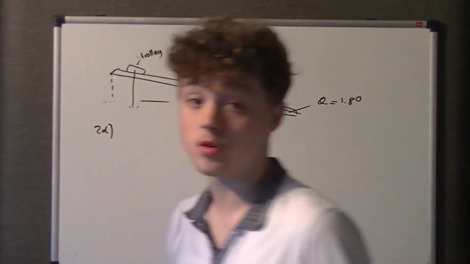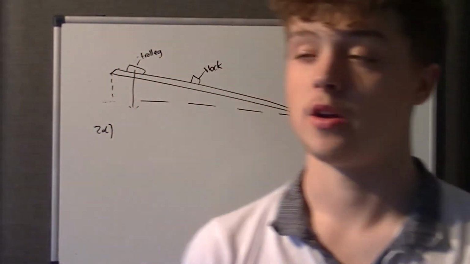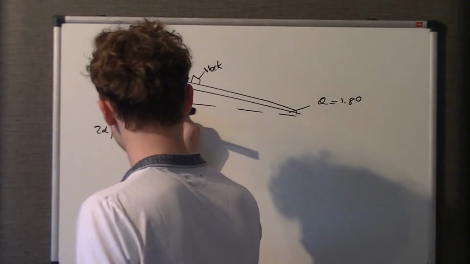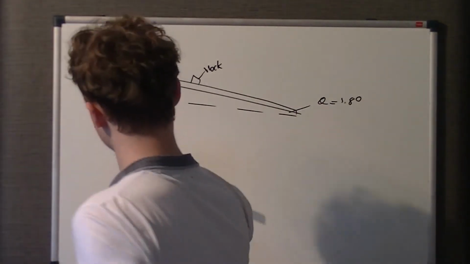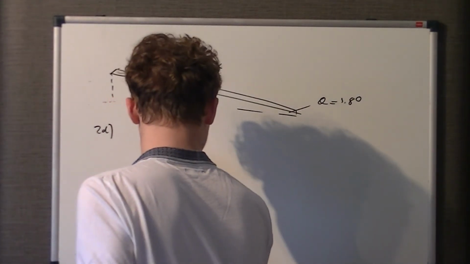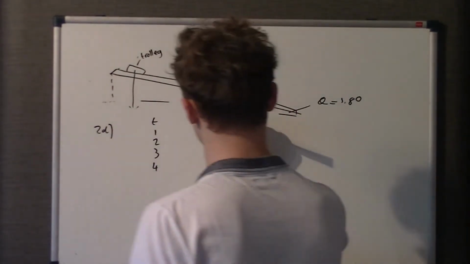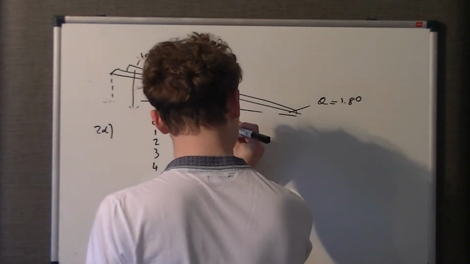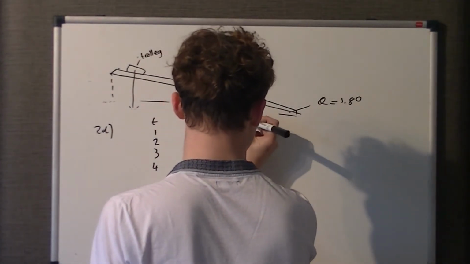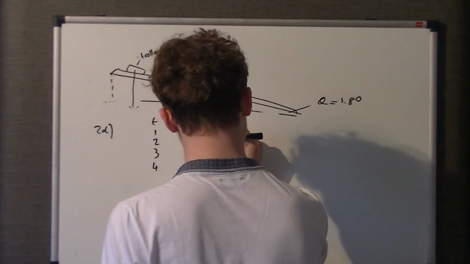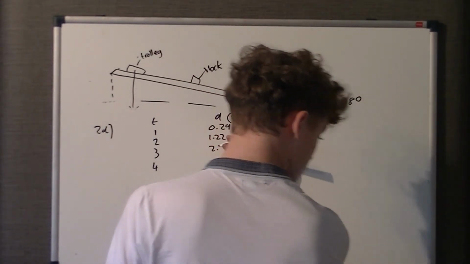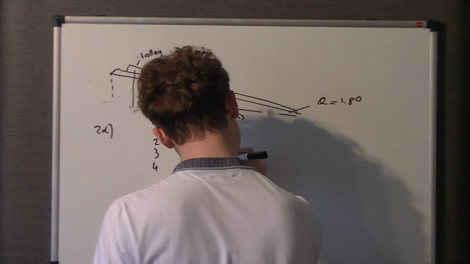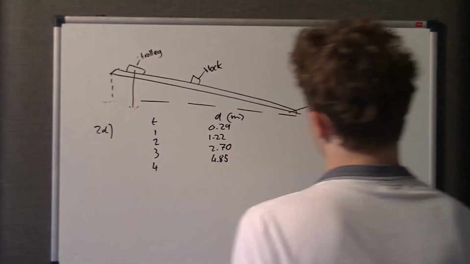I'm not going to necessarily draw out the graph to scale, I'm just going to draw out the table and we'll go from there. So T, this is the number of pendulum swings, so it goes up to 4, 1, 2, 3, 4. This is the distance on the right, I'll just put D, and that goes 0.29 meters, 1.22, 2.70, 4.85. Right, so these are all in meters.